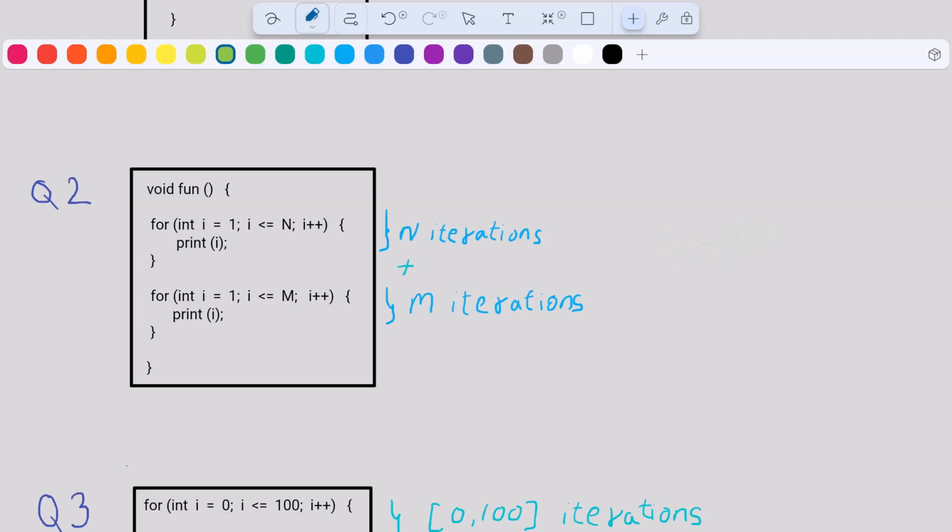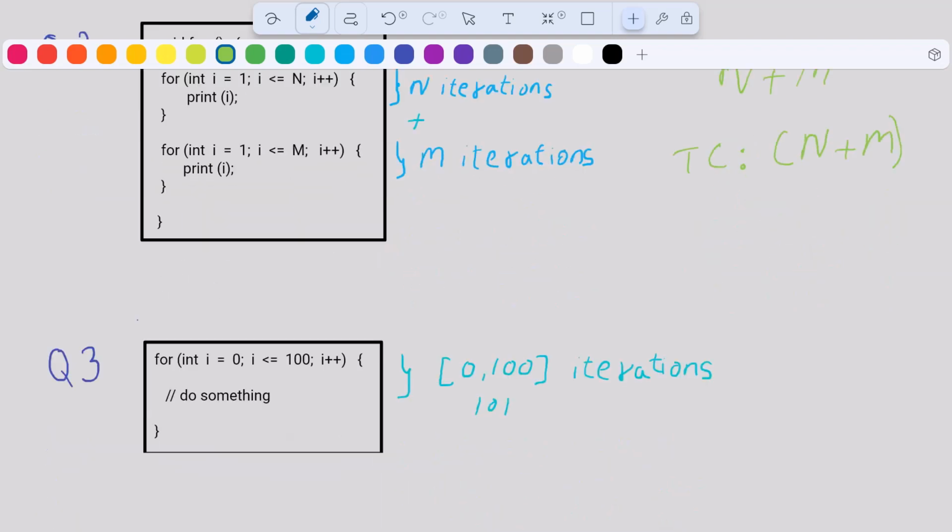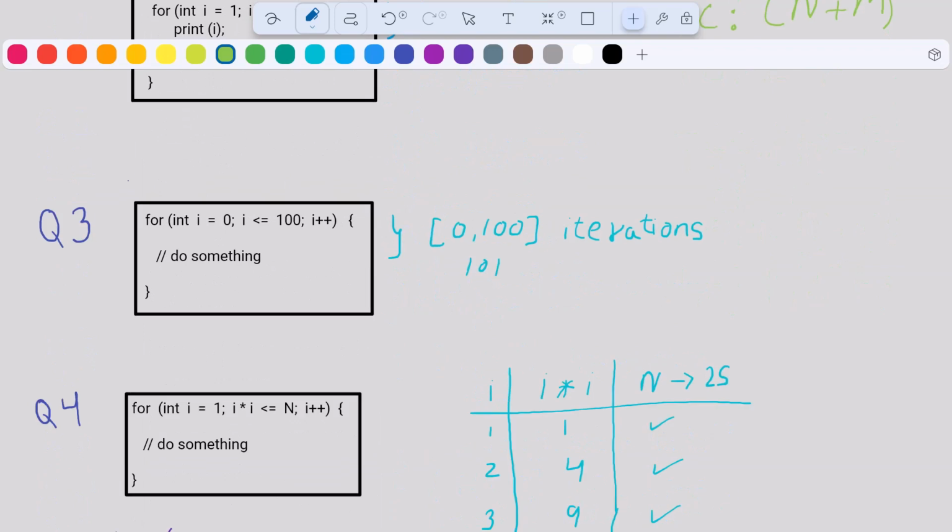So the number of iterations will be n plus m. So what will be the time complexity for this? The time complexity will be order of n plus m. Okay, now let's proceed further. Let's see another example.